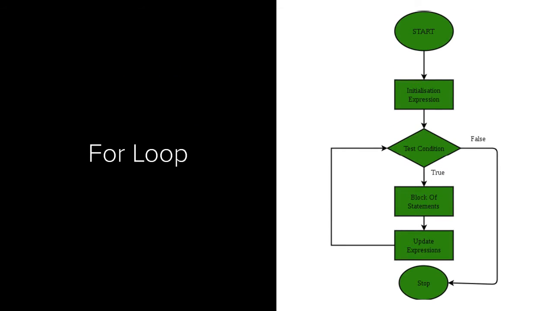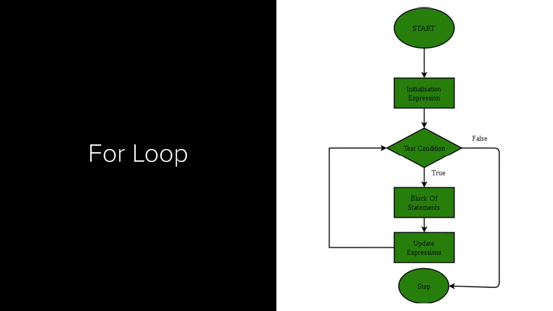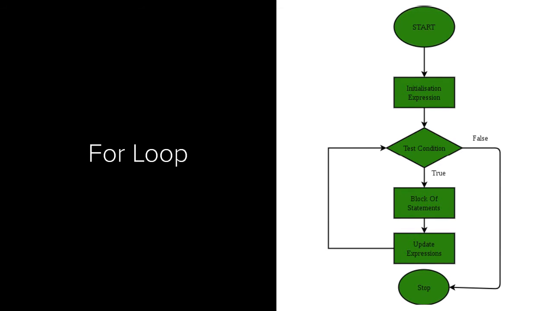In a for loop, a loop variable is used to control the loop. So first we initialize this loop variable to some value, then we check whether this variable is less than or greater than the counter value. If the statement is true, then the loop body is executed and the loop variable gets updated. The steps are repeated until the exit condition comes.